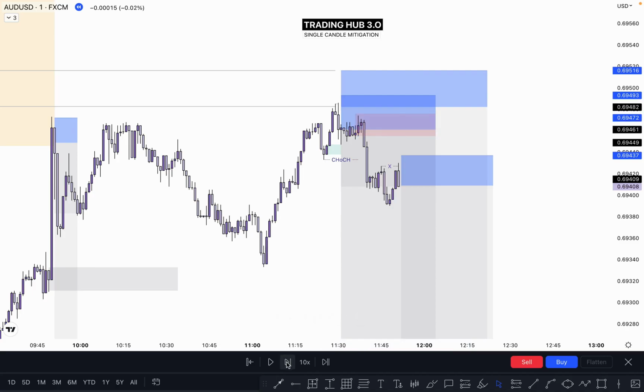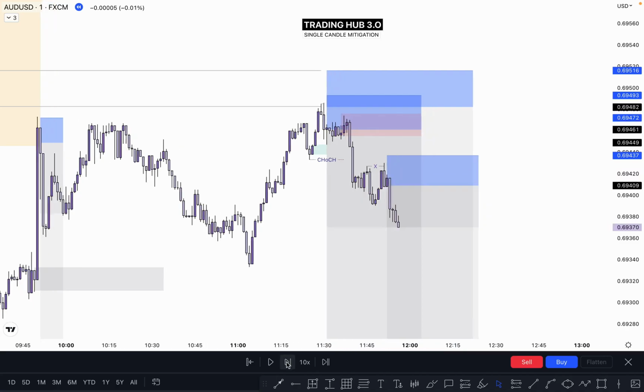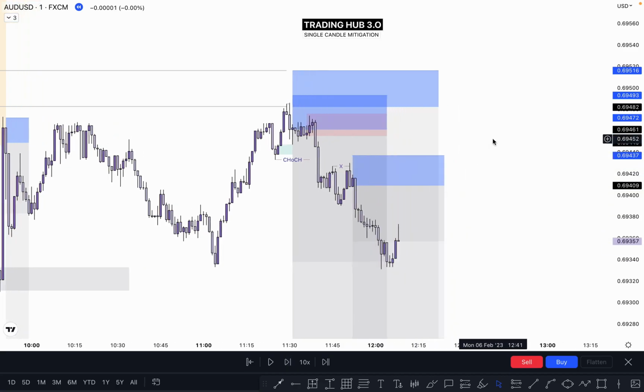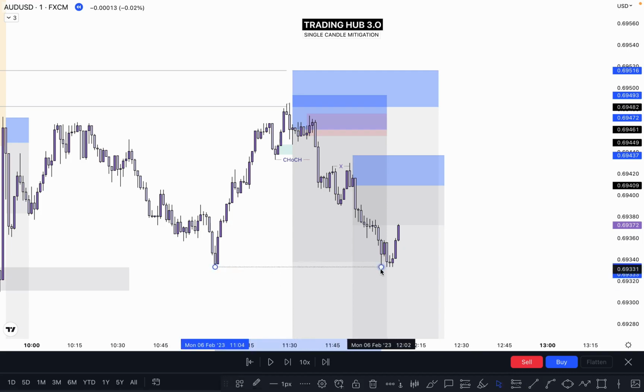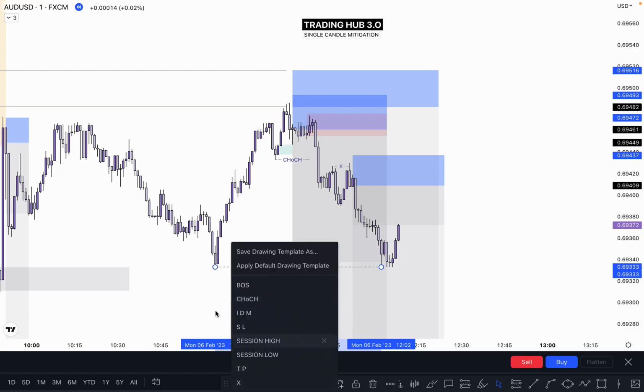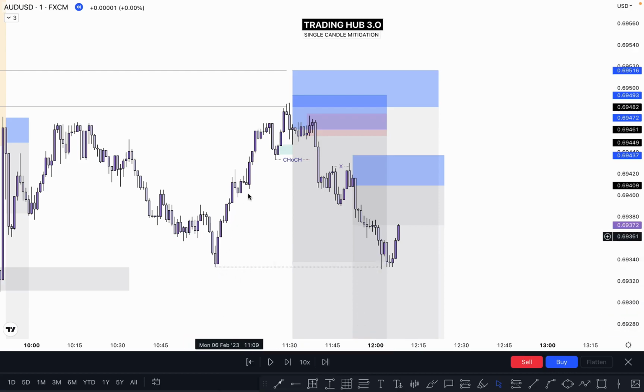So let's see what happened next after this one. The market is trying to push downside. All right, and one more thing I want to mention here. If the market breaks the previous low, which is here, right, then you don't need to add any single candle mitigation entry here. Why? Because the market took out the major low, which is here, right, and you have to put your stop loss at the break even point.